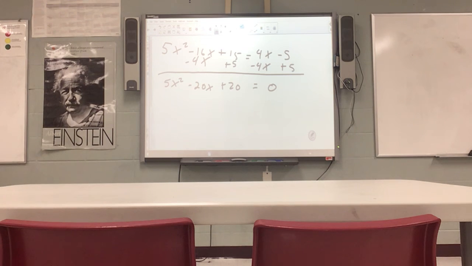Okay, so we got a trinomial. Now, this is like the granddaddy today, because this is combining all the stuff that we looked at. Do not do A times C yet. Why? It's got a greatest common factor still, so I can factor a 5 out of all that. So I took the 5 out, I just got an x squared left. Negative 20x divided by 5. 20 divided by 5.